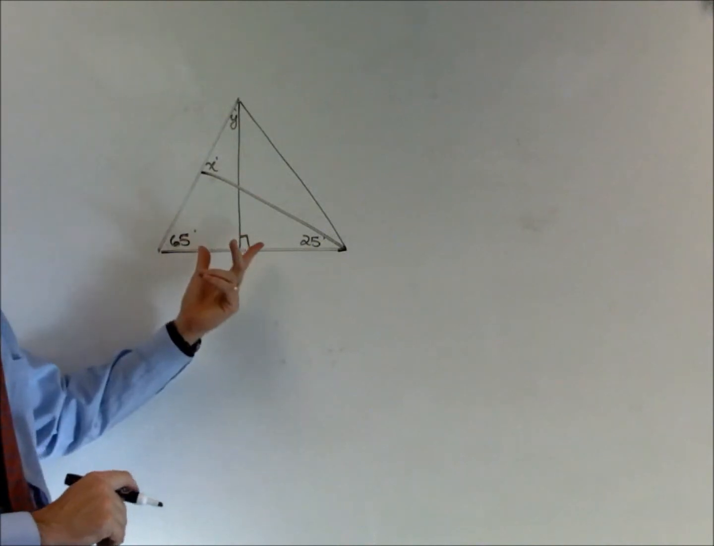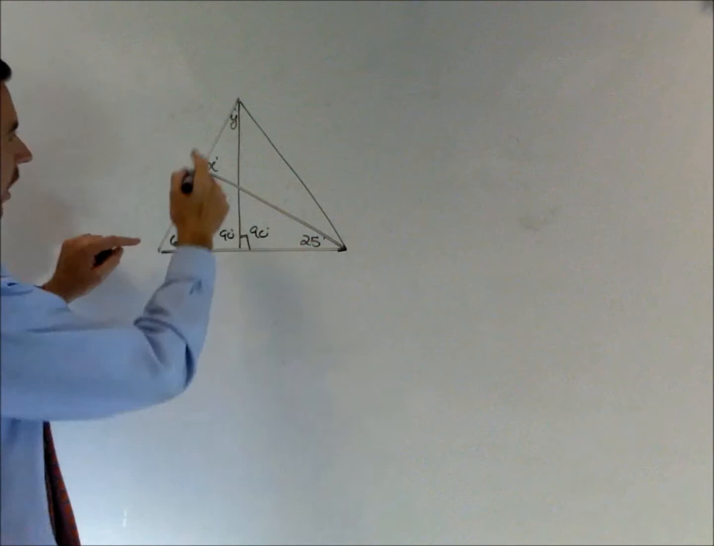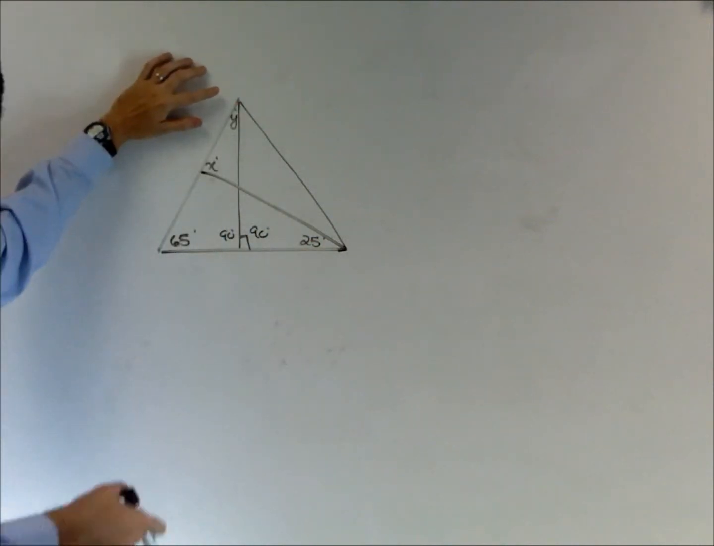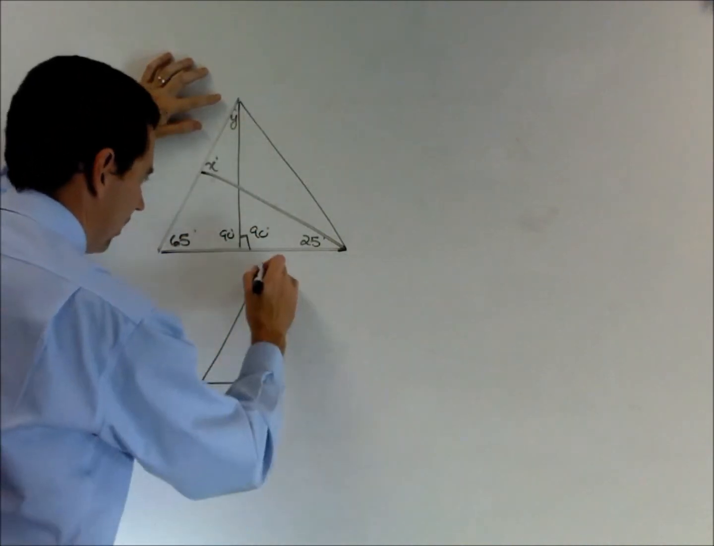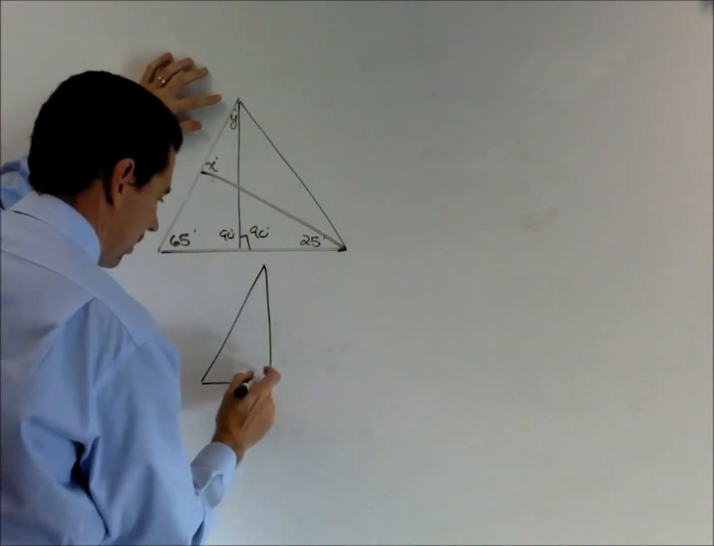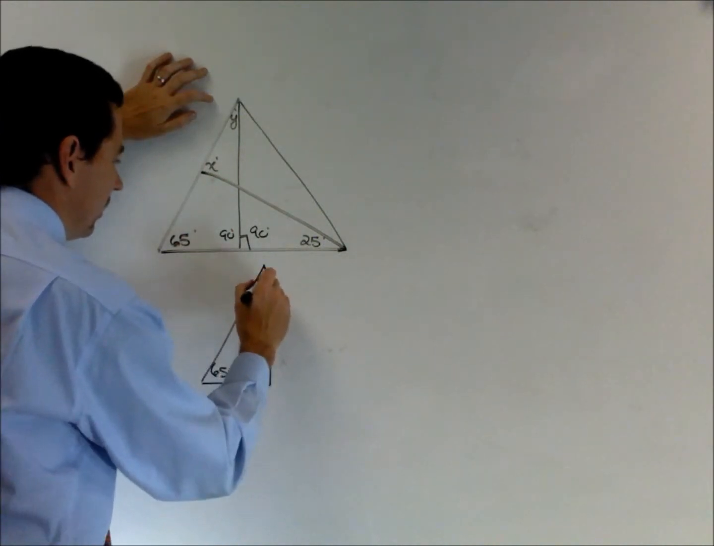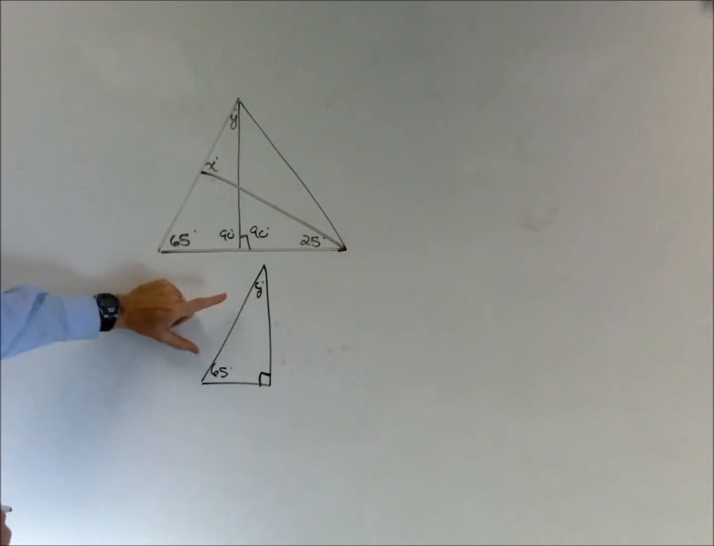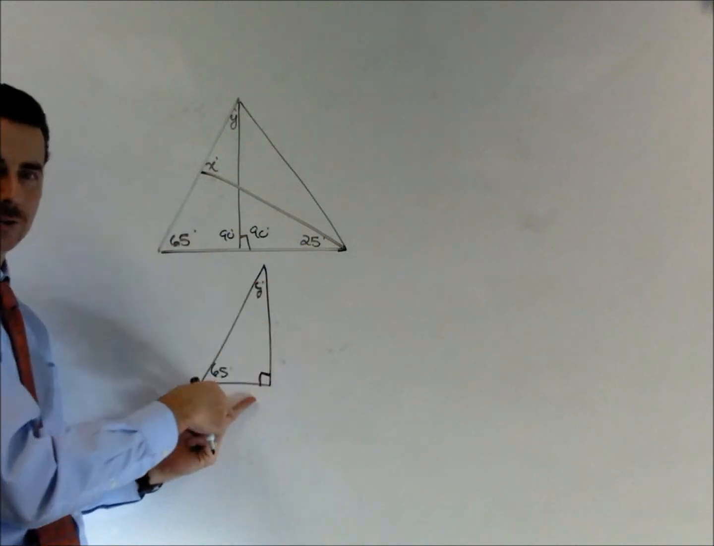Perpendicular, 90 on both sides, right? Now when I look at y, it's like, all right, I got to find a triangle that either y is in or y is associated with. I can look at this triangle right here. Perpendicular, 65 degrees, and y. Now that's easy to figure out y, right? What do these three angles have to add up to? Sum of the angles of a triangle add up to 180.